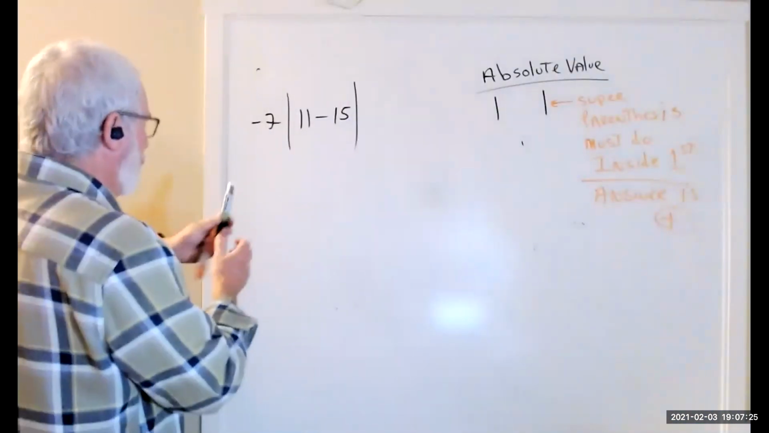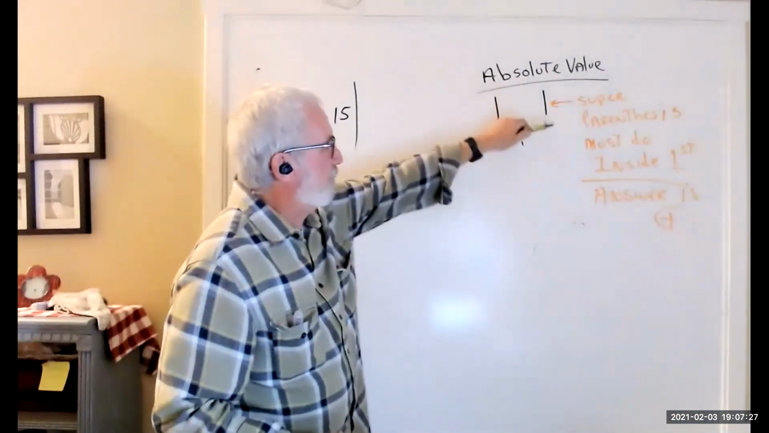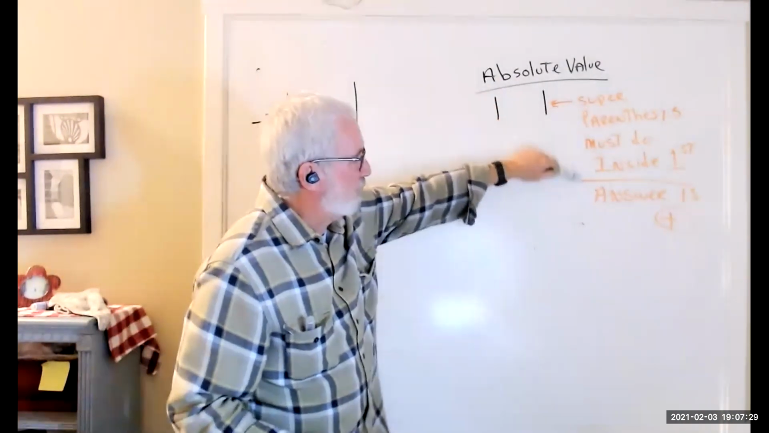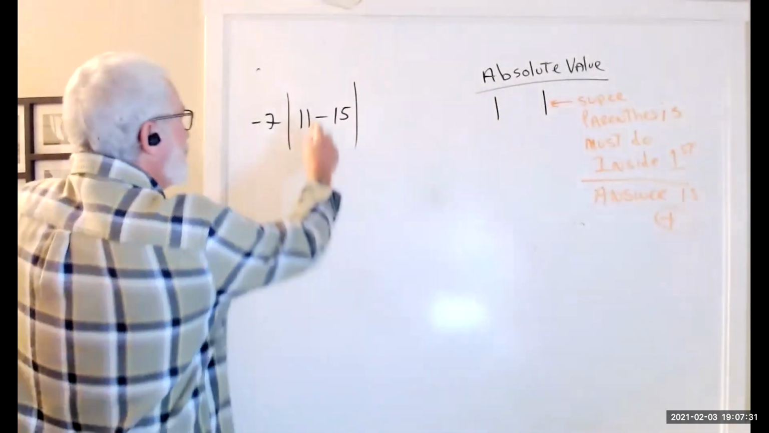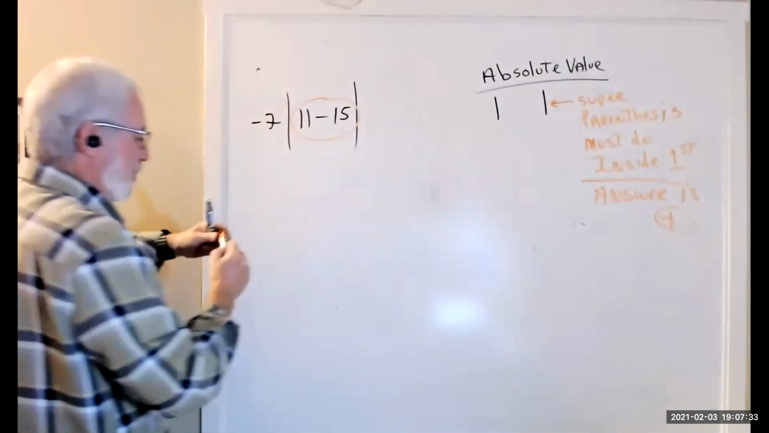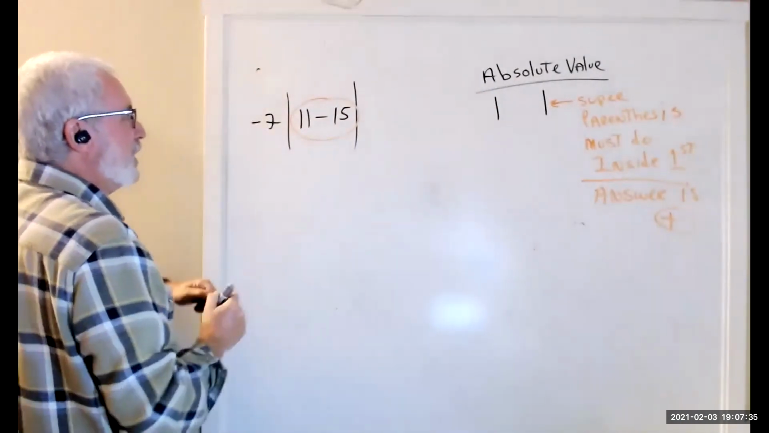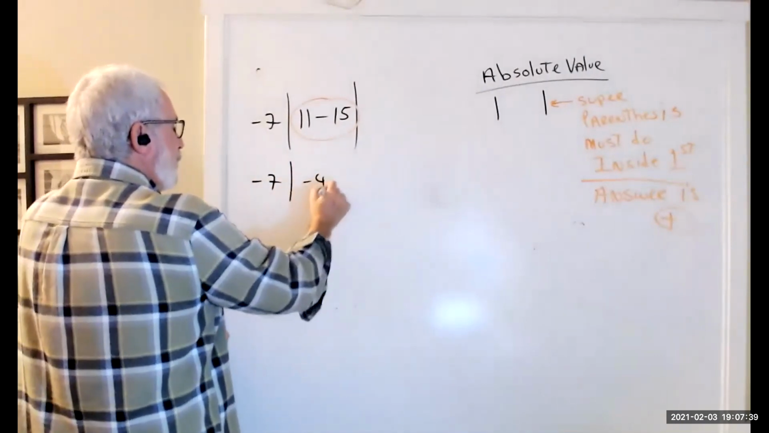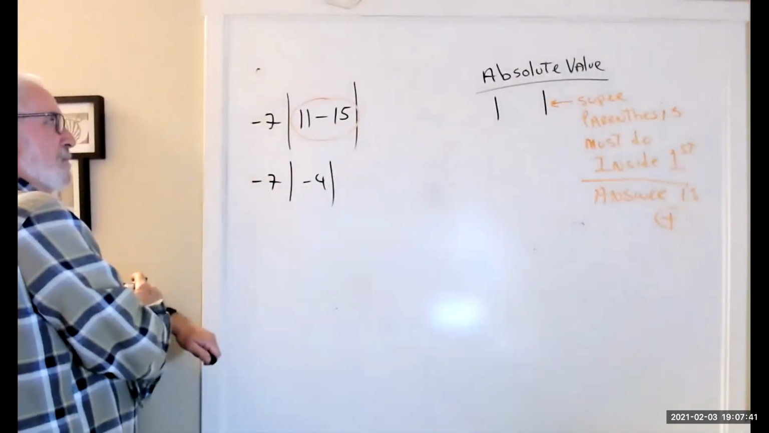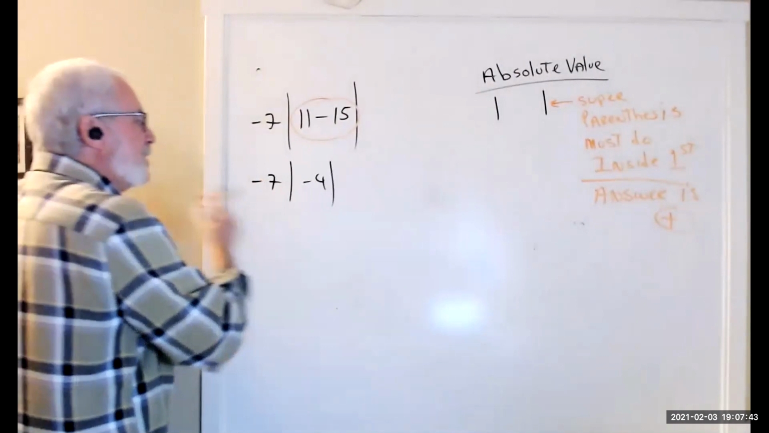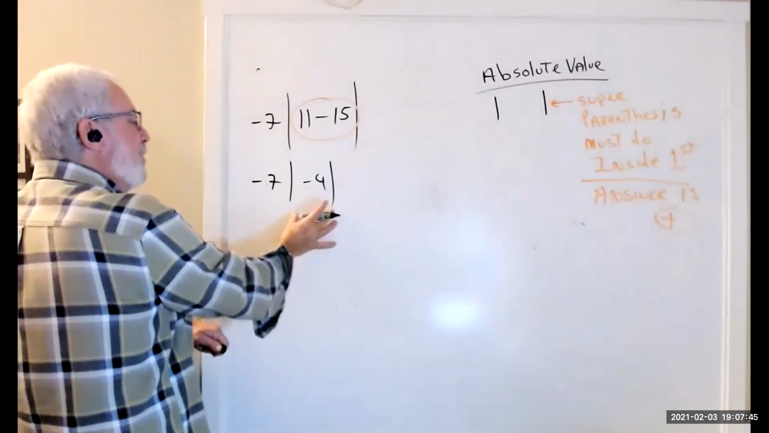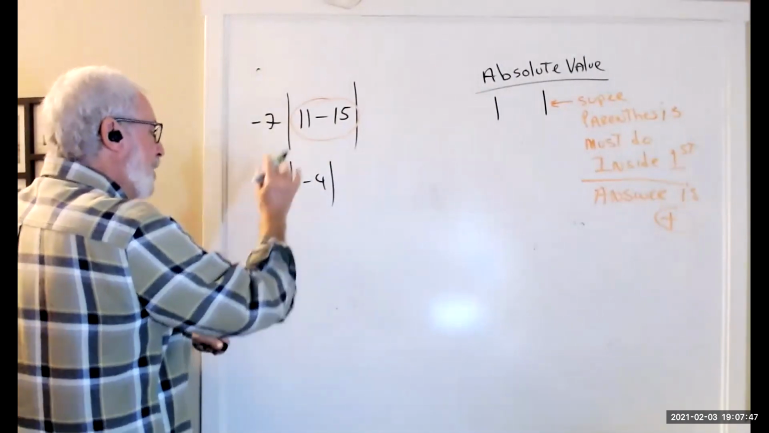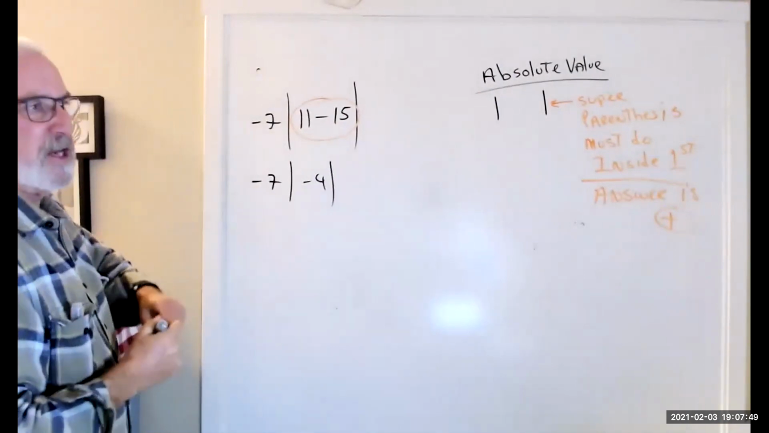Okay, so what I said over here for absolute value, it's a super parentheses. You must do what's inside. So the first thing we're going to do is this. So we get negative 7, absolute value, negative 4. But what does the absolute value do to a number? Turns it positive. Now, there's a subtlety here.